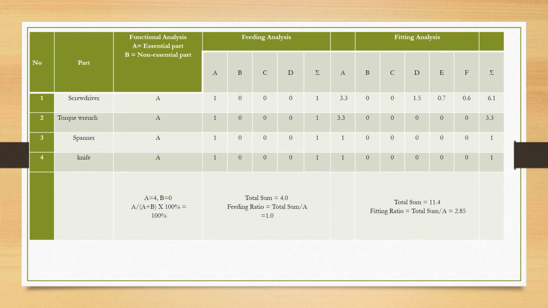This is my Lucas DFA analysis for concept 9. The functional analysis is 100% because all the tools are included. The feeding ratio is 1 and the fitting ratio is 2.85. I chose this design because the fitting ratio and feeding ratio are the most optimum, the lowest compared with the other designs too.